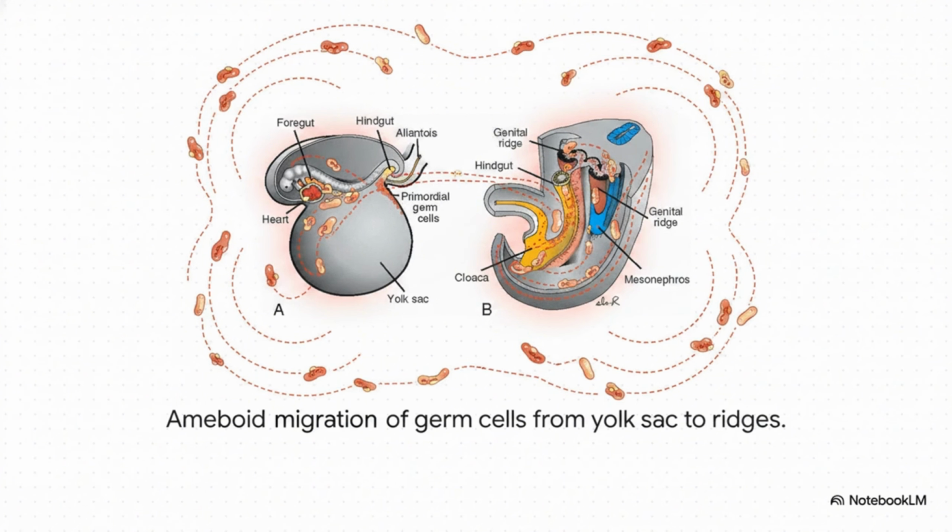You can actually trace the primordial germ cells starting way down in the yolk sac. From there, you see them using that amoeboid movement to creep right along the hindgut, climbing up the dorsal mesentery, and finally settling into the genital ridge, sitting right next to the mesonephros. It is a seriously coordinated cellular migration.